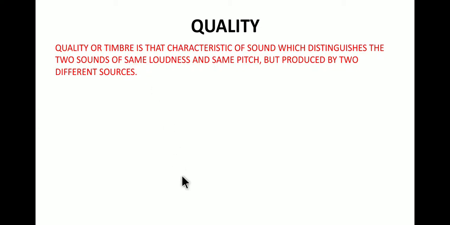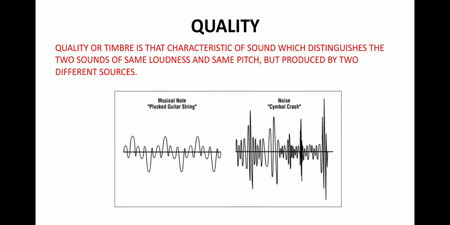Let's see this picture. So here there's a wave of a guitar string plucked, and another one is a noise, that is a cymbal crash. Cymbal crash simply means a crash sound of a cymbal. Okay, that is one of the parts of the drums. All right, so there are two different kinds of graphs.